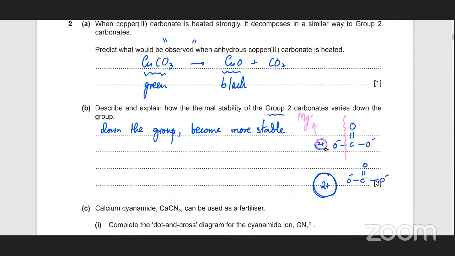It would form MgO, for example, and this CO2 molecule would break off. It attracts the oxygen so strongly that the whole carbonate ion breaks up. Over here, that's not the case. The 2+ charge is on a bigger atom, so the charge density is lesser, and it won't attract the oxygen that much. If it's barium, it won't form barium oxide. It's not going to pull the oxygen away. So that's why stability increases.